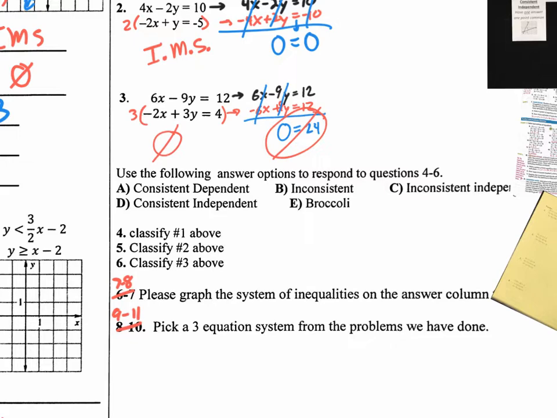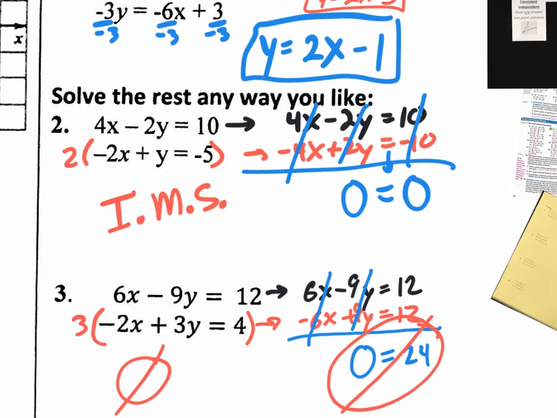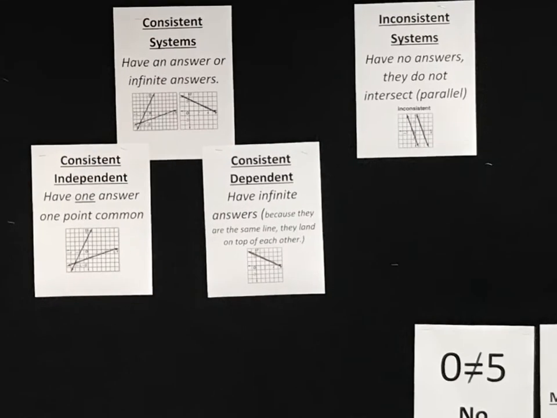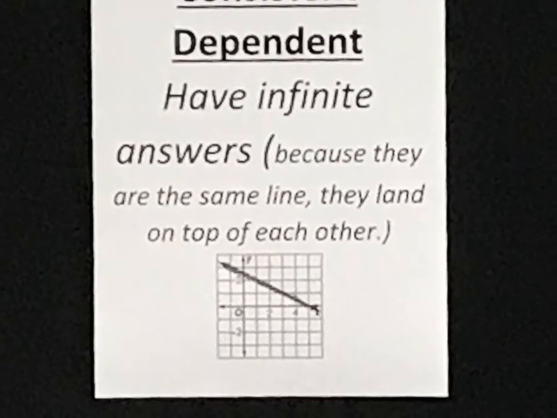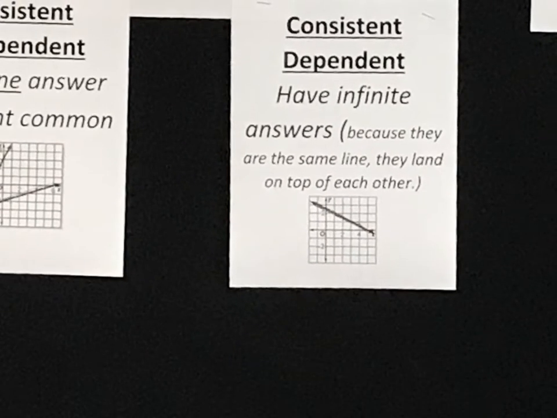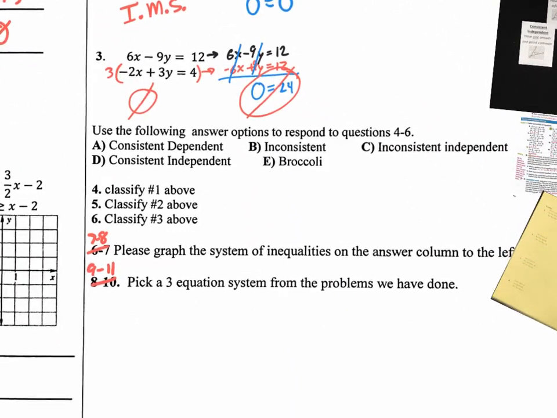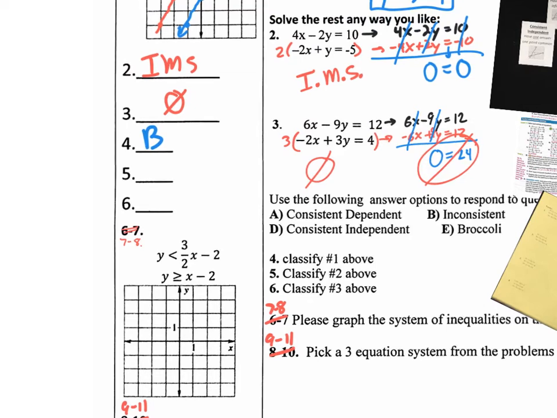Anyway, classifying number 2. Number 2, when we look at number 2, we ended up with infinitely many solutions. Why is that? I explained that the reason why they both canceled out is because they were really the same exact equation. If you were to graph them, they'd land right on top of each other. So which one would describe the ones that land right on top of each other? A consistent dependent system. So that's a classification: consistent dependent. And consistent dependent on our multiple choice answers would be option A. So let's all put option A right there.